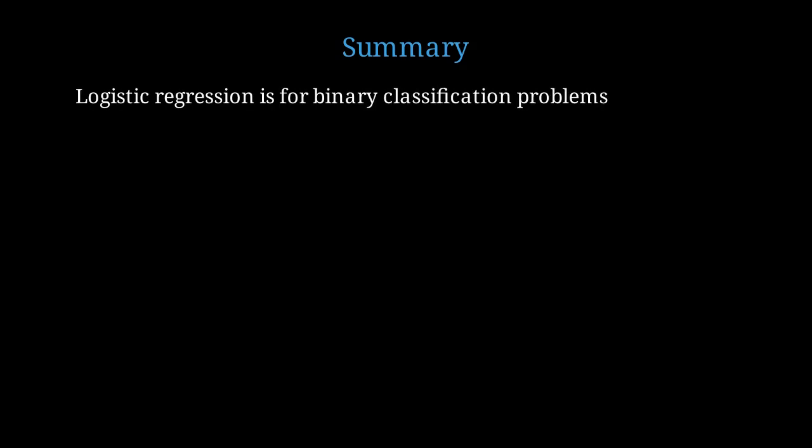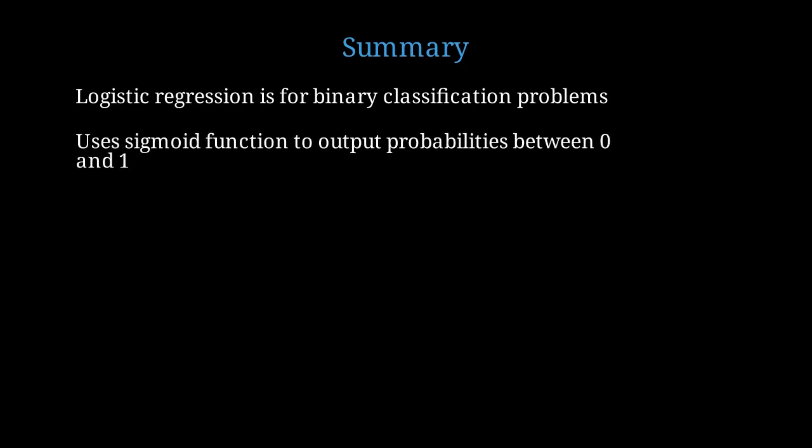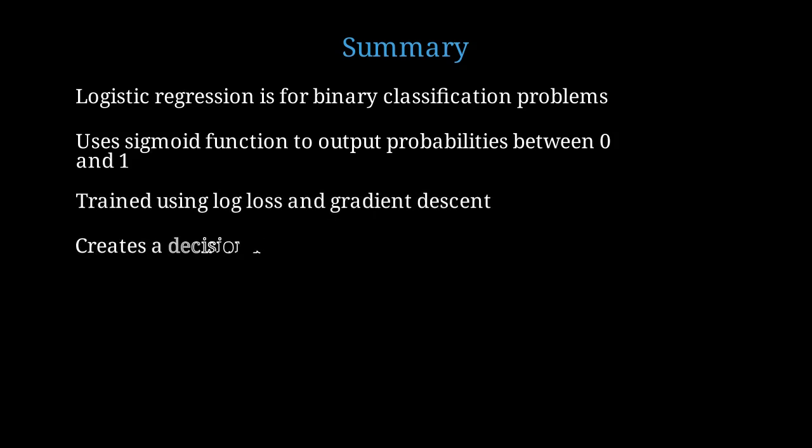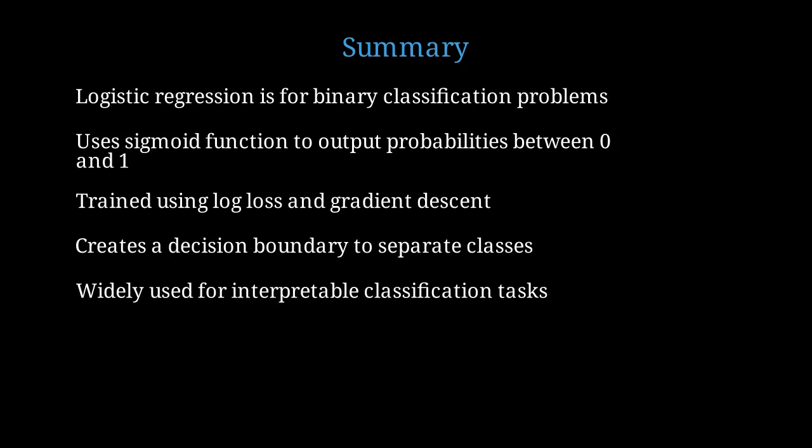Let's summarize the key concepts of logistic regression. Logistic regression is designed specifically for binary classification problems. It uses the sigmoid function to ensure outputs are valid probabilities between 0 and 1. The model is trained by minimizing log loss using gradient descent optimization. It creates a decision boundary that separates the two classes in the feature space. Despite being simple, logistic regression is widely used because it's fast, interpretable, and effective for many classification tasks.